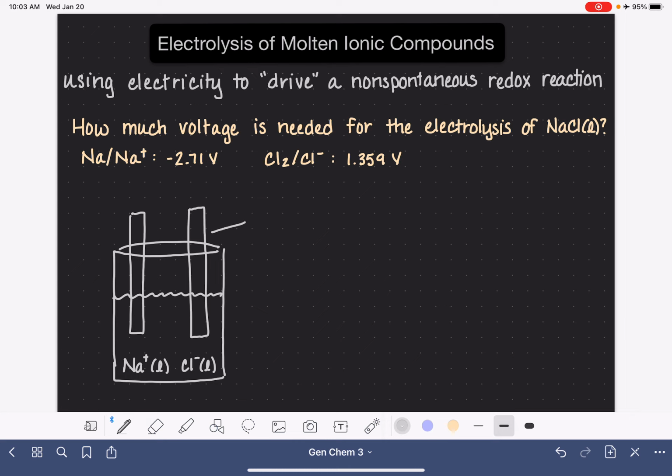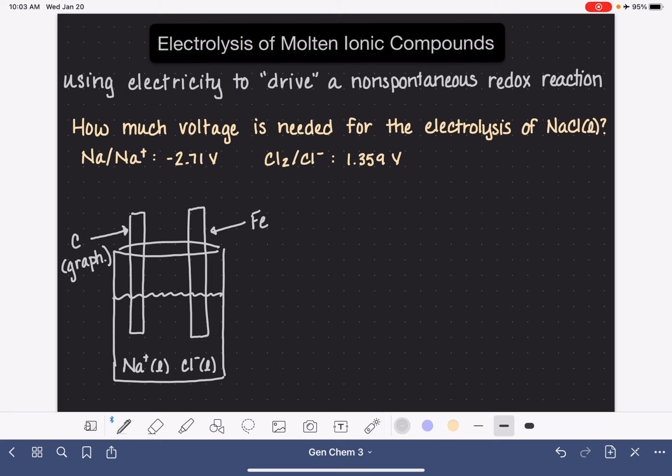So a pretty common electrode for electrolysis would be iron. That's a really good conductive metal. And also another really common electrode for electrolysis is carbon graphite. I'm just going to abbreviate that graph.